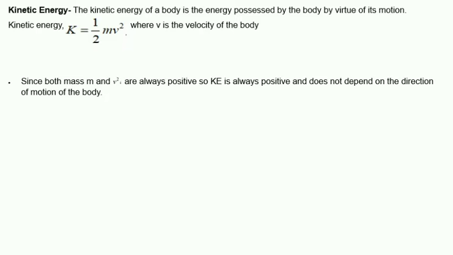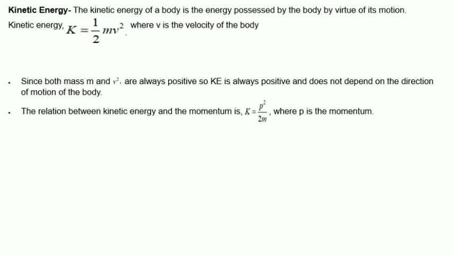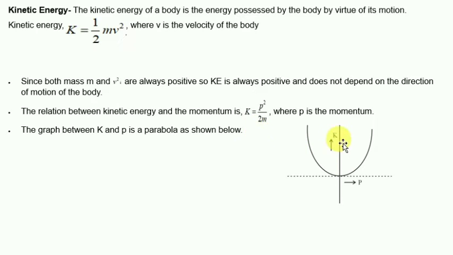The relationship between kinetic energy and momentum is K equals p square by 2m, where p is the momentum. By this equation you may find a similarity to the parabola equation, y equals 4x, something like that. So you can make one parabolic graph, by which you can form a relationship between K and p. This is a parabola curve, K versus p.